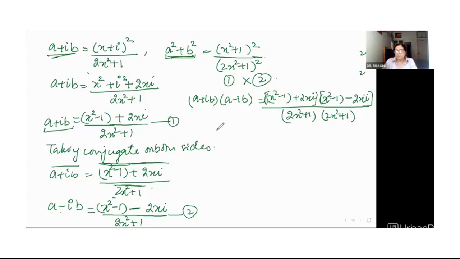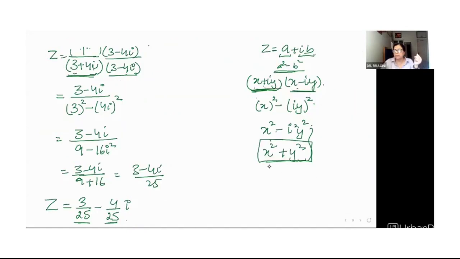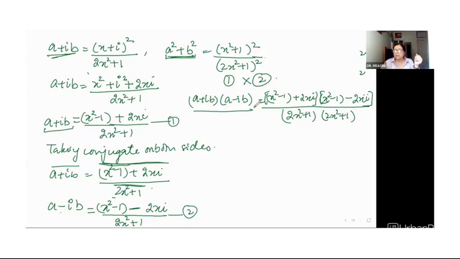Now what is the value of this LHS? Now you should be able to write it orally, like a plus ib, learn this thing. x plus iy into x minus iy is x square plus y square. So a plus ib into a minus ib is a square plus b square. Now deal with these two. This is a plus b, this whole is a, plus this is b, and this is a minus b. So a plus b into a minus b is a square minus b square, right? A square minus b square.